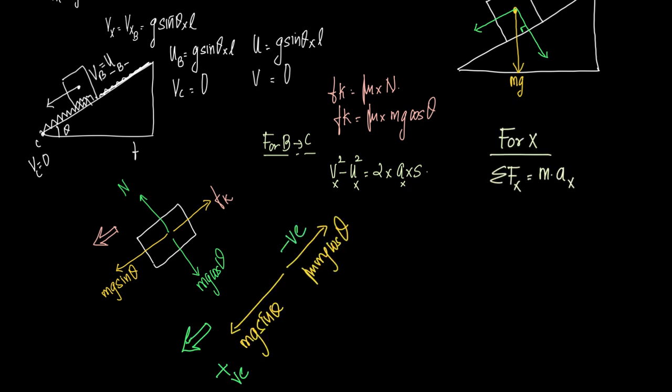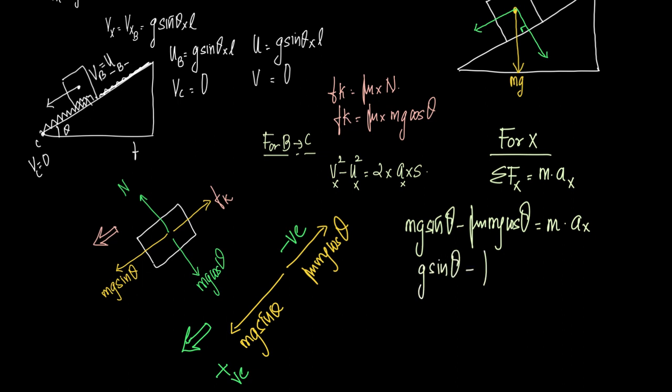which means sigma fx here would be mg sine theta minus mu mg cos theta is equal to m into ax. Okay. So we'll cancel m here. So what we get is g sine theta minus mu into cos theta is equal to ax. Right. This is the derivation we have here now.